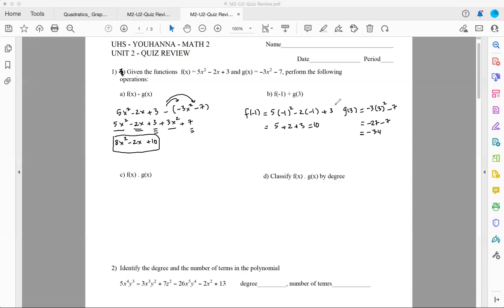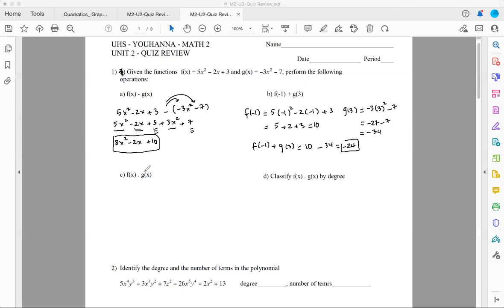And now finally, so these are the two steps, and then the last step is to find the actual answer, f of negative 1 plus g of 3. So all you're doing at this point is adding 10, which is f of negative 1, and g of 3, which is, you can do plus negative 34, just subtract 34, right? And this will give you a negative 24. Now, once you get to a final answer, remember, it's a good practice to box or circle.